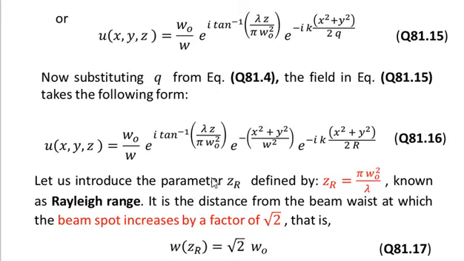So let us introduce the parameter zr, defined by zr equal to pi w naught square over lambda. This zr is known as the Rayleigh range.